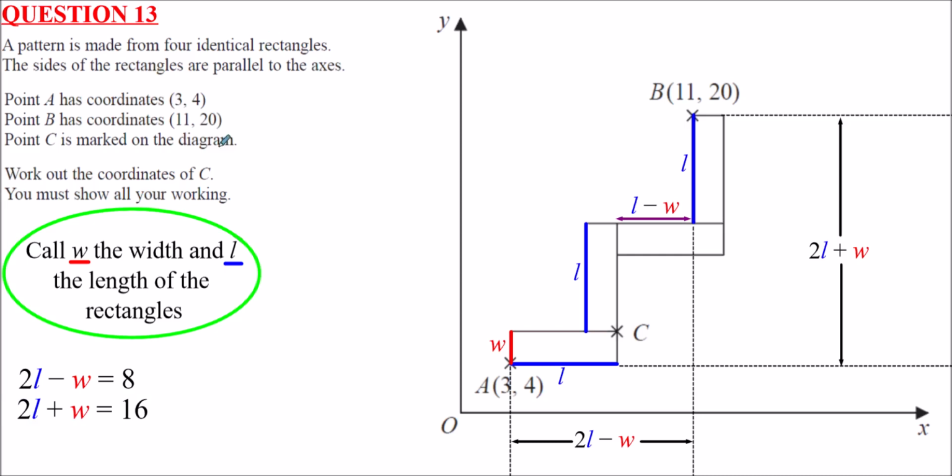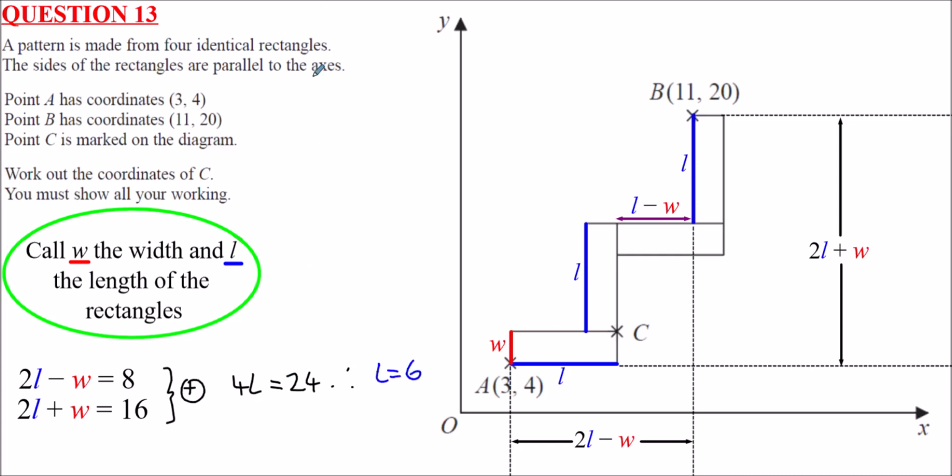We now actually have a pair of simultaneous equations to solve. So if we add these together, because the W's are the same, but got different signs in front of them. So if we add them, what will happen is minus W plus W will cancel and will eliminate. So we'll have no W's at all. 2L plus 2L, though, gives us 4L. The W's cancel. 8 plus 16 is 24. Therefore, dividing by 4, L must be 6.